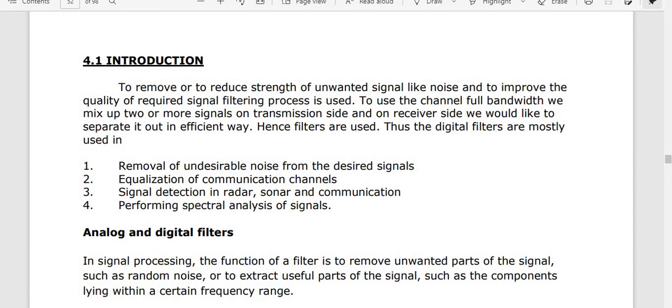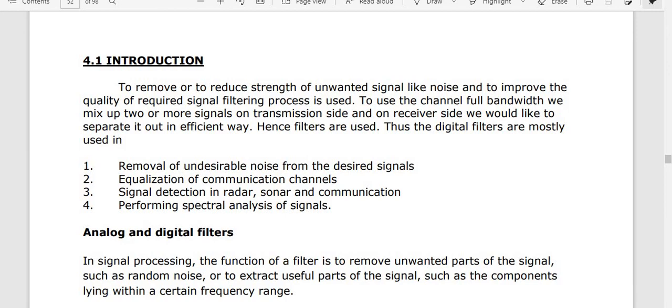Next, equalization of communication channels. When we have different communication channels, they need to be equalized and segregated into a particular form, so we go with filtration. Then signal detection in radar, sonar and communication. For detection of signals in radar, we have radio navigation and communication. Radar concepts are used to communicate and navigate and to locate a target, which is a part of microwave. Next, sonar and communication systems also use it.